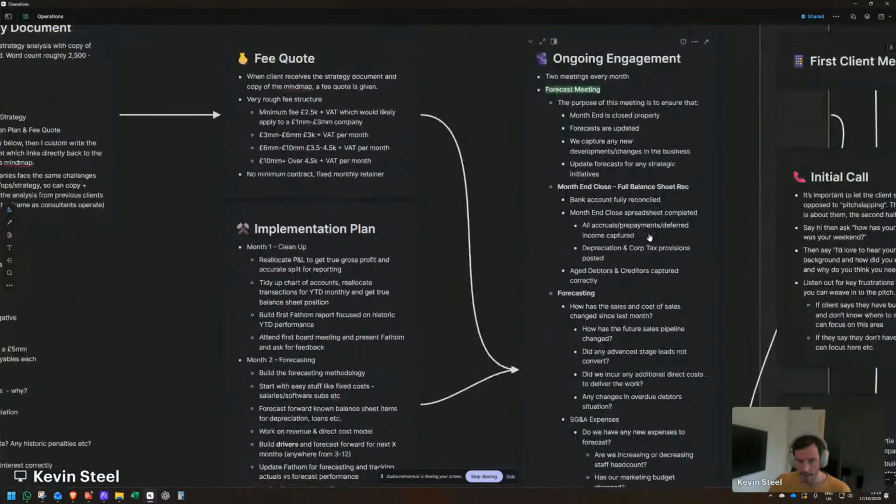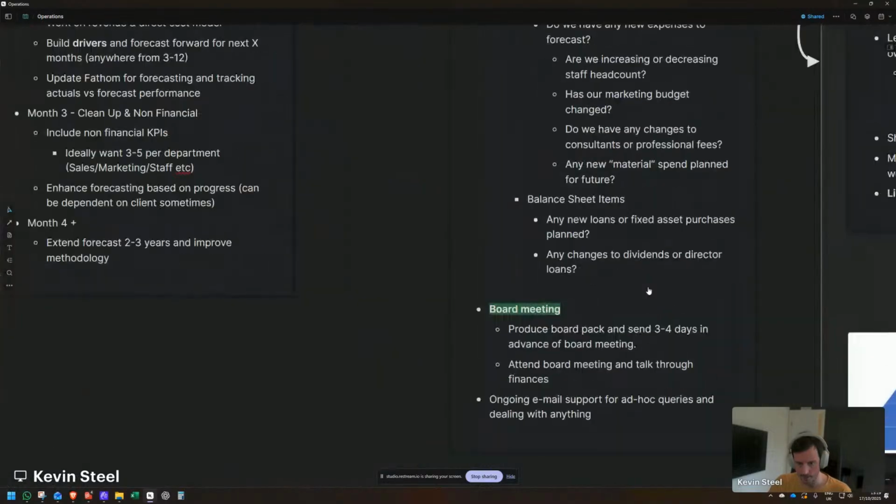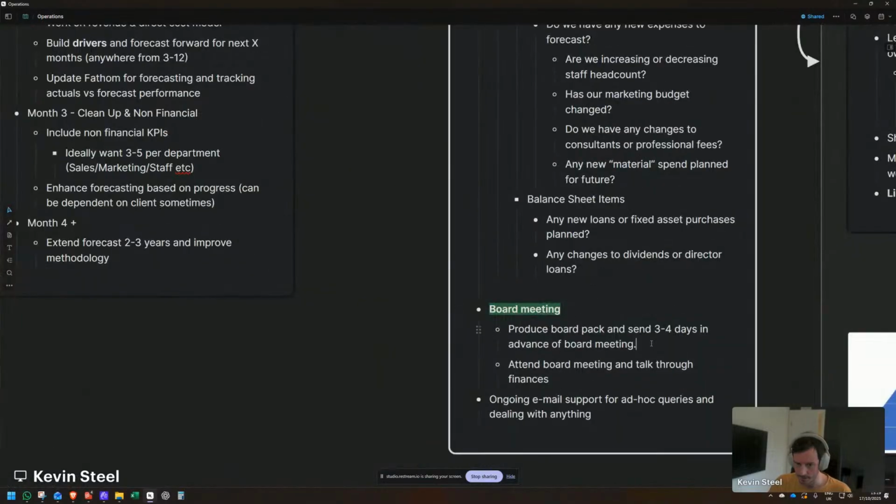I won't bore you with the rest of the forecast meeting, but the second meeting is the board meeting, which I will attend. I will stay the entire time for the board meeting. I will talk through the Fathom pack, and I will also act as an NED, non-exec director, and give feedback on any other strategic challenges.